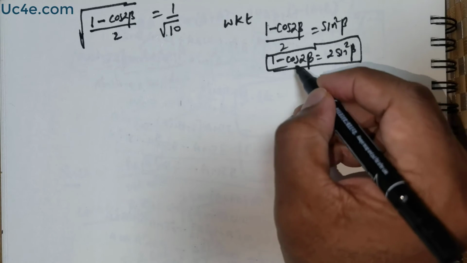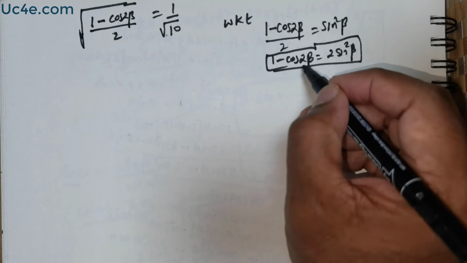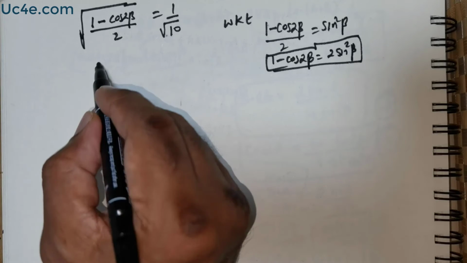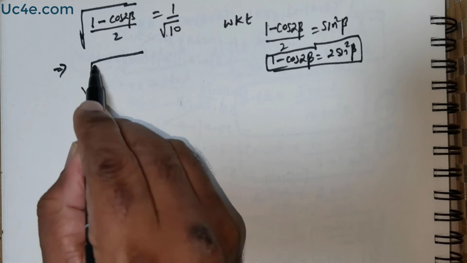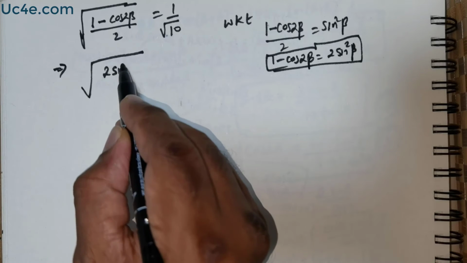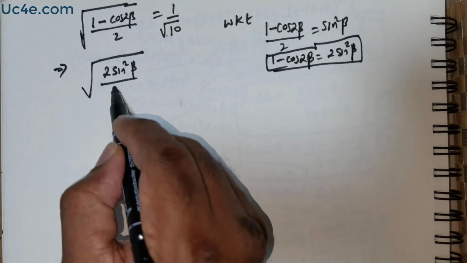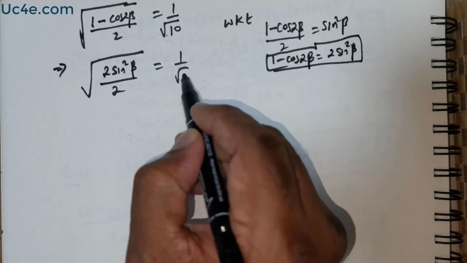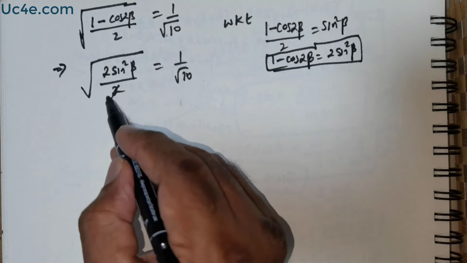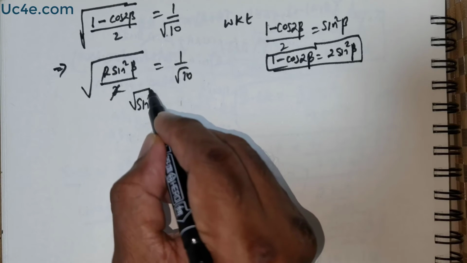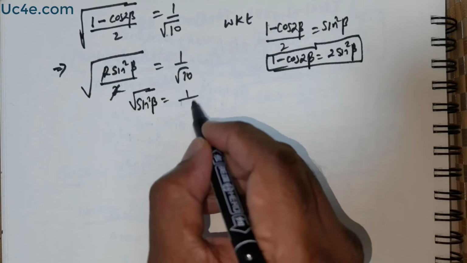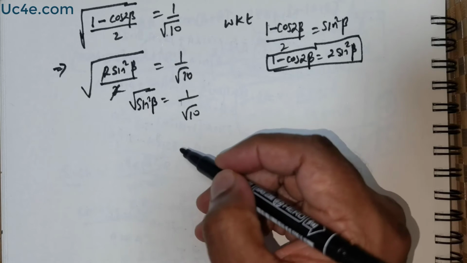Now I wish to substitute 2 sine squared beta in place of 1 minus cos 2 beta. So this is going to be root of 2 times sine squared beta divided by 2 is equal to 1 over root 10. The 2 can be cancelled. This would give me root of sine squared beta is equal to 1 over root 10.